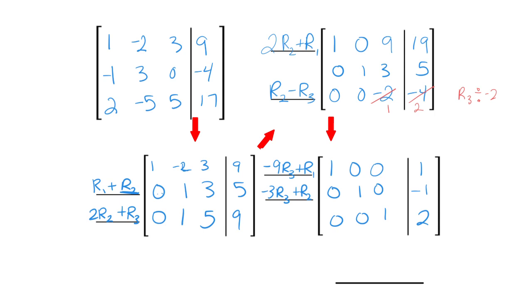And I got lucky here. I already got the 1s. I didn't even have to worry about turning those into 1s. They played out nicely. I didn't have to do like this last step of division or something. I've got my answer. This is the solution to the system. 1, -1, 2.